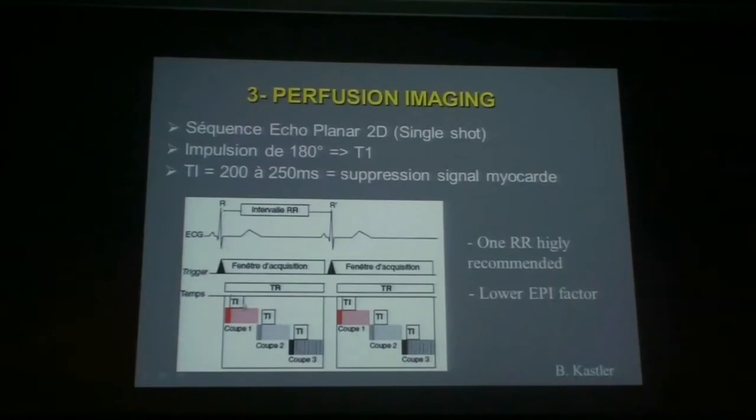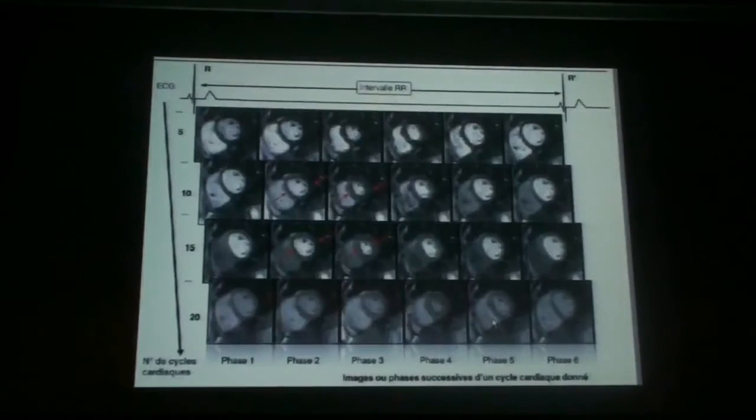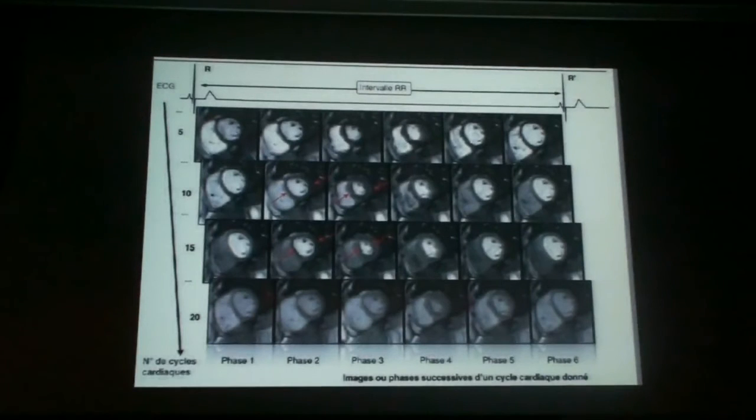So if you do get artifacts using these sequences, you should try to acquire this data on 1 RR only, as I spoke up to now, but some constructors do segment the acquisition on 2 RR to get a better spatial resolution, but you do lower the temporal resolution and you cannot analyze it correctly. And then you can lower your EPI factor as much as you can to get a better image. So this is typical of perfusion first pass imaging.